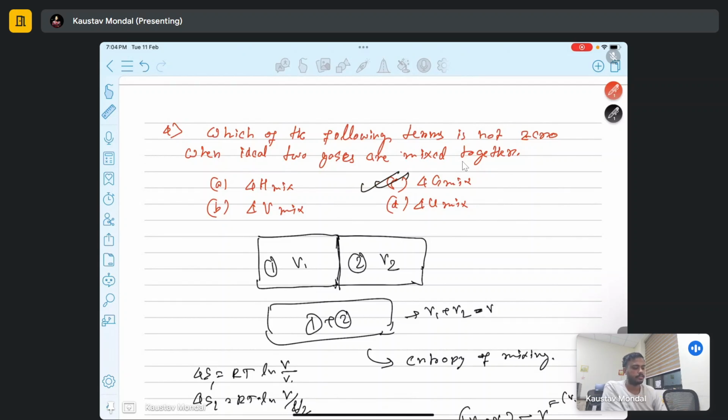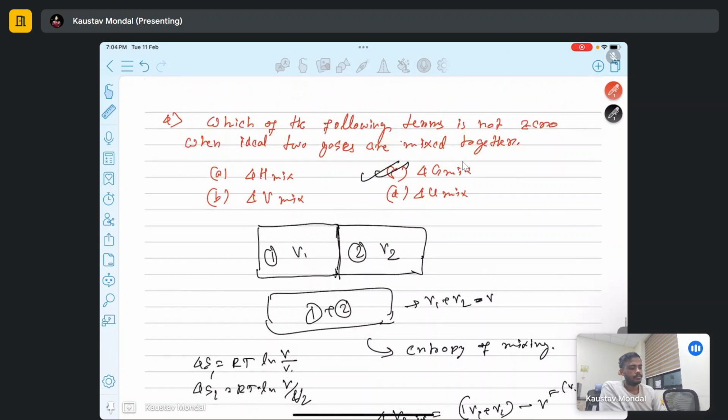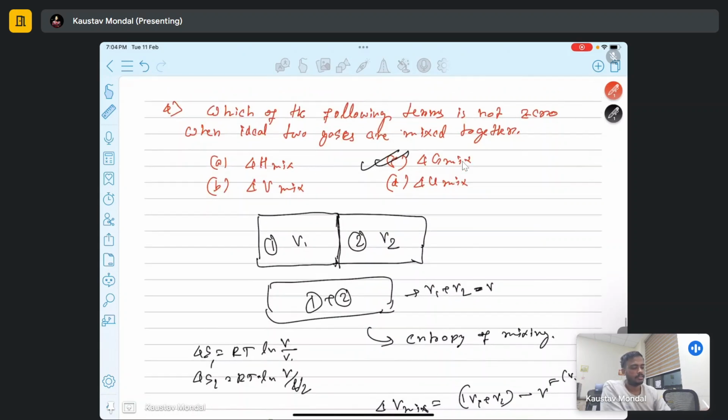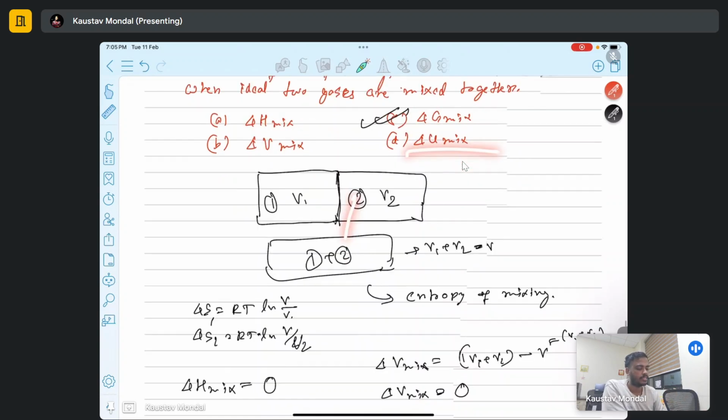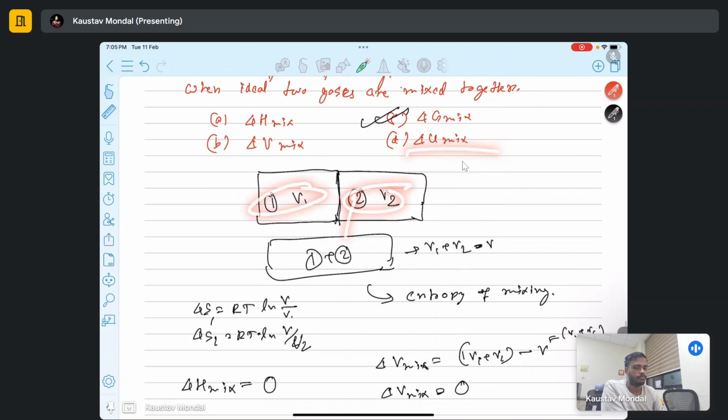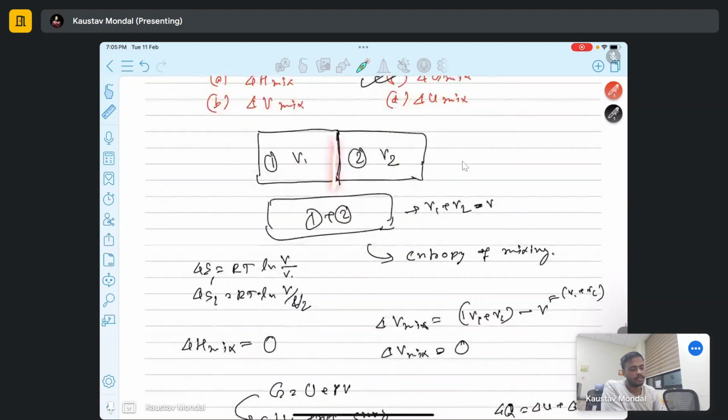So let me just explain it once again. What the question basically asks is which of the following terms will become non-zero when two ideal gases are mixed. Delta H is enthalpy, delta V is the change in volume, delta G is the change in Gibbs free energy, and delta U is the change in internal energy. So there are two gases, 1 and 2, occupying the volumes V1 and V2, separated by a partition. When you move the partition, these two gases mix up.